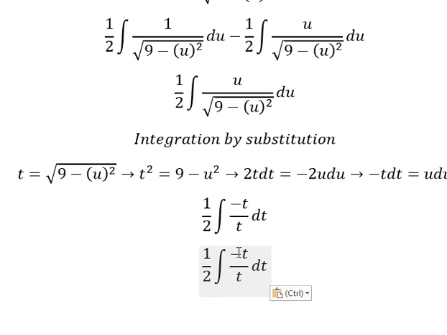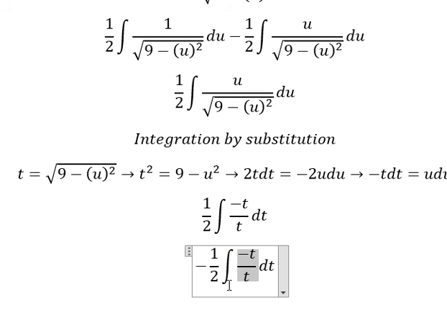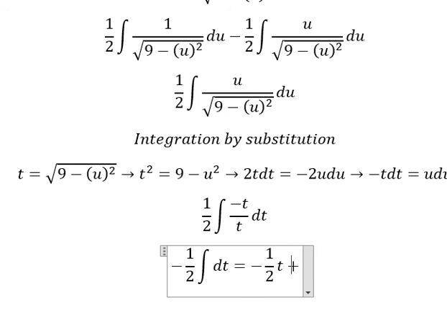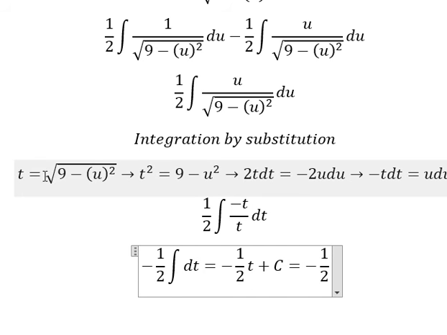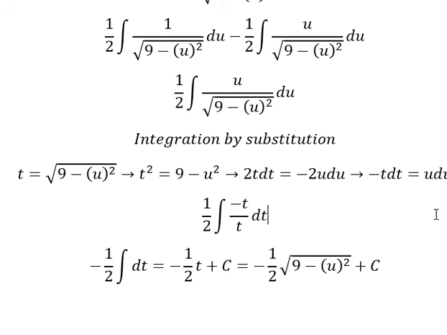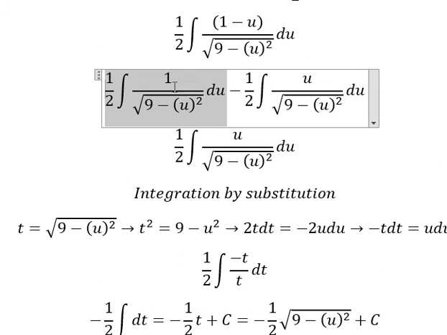So I will put the negative sign outside. The integration of dt, we have t and we put c. About t, that is this one. Now let's go to this one.